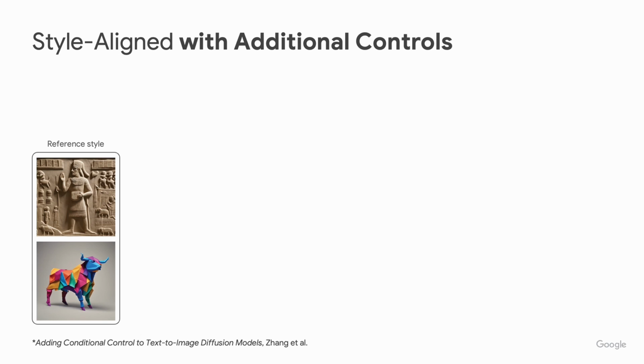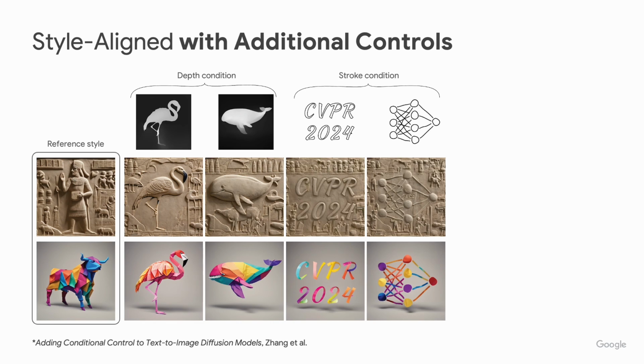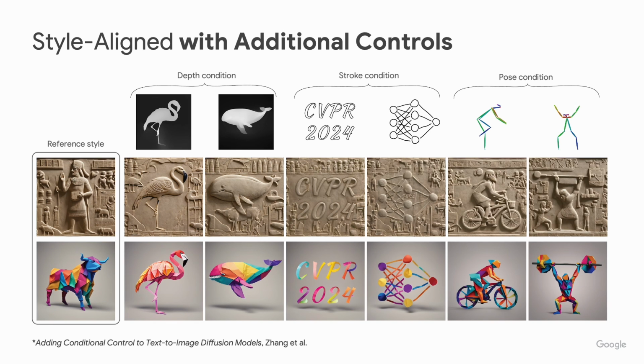Our method can be easily combined with other methods. We can use the popular ControlNet to add depth image to control the image generation, stroke guidance, or pose. Notice that using our method, we can create style-aligned images across the different added controls.